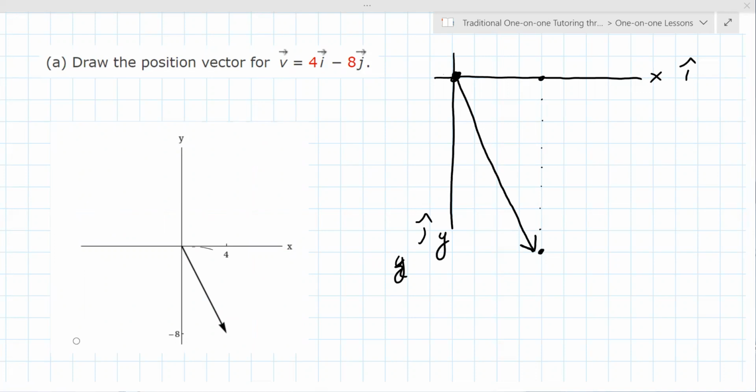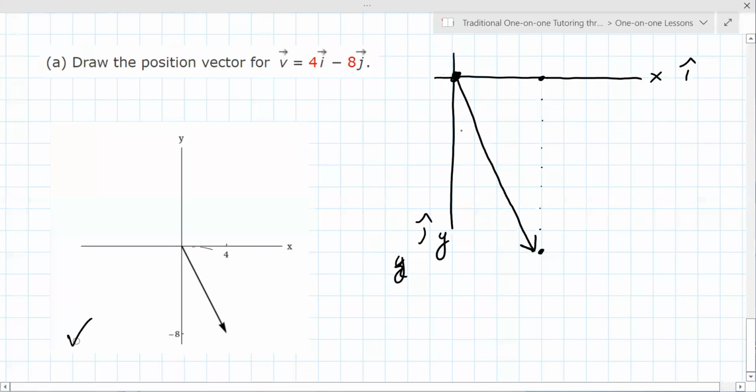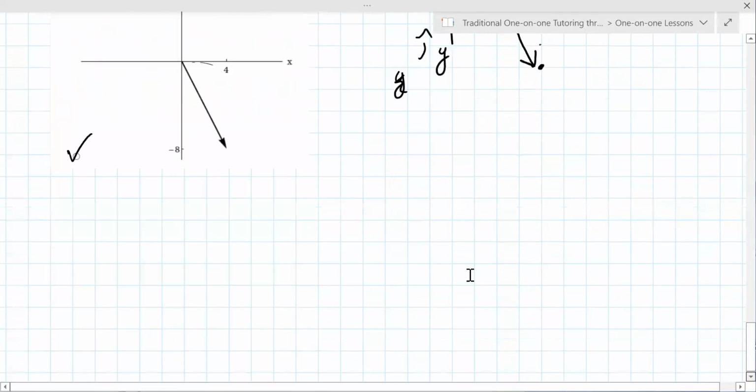Wait, I don't understand. You're just graphing. I'm trying to show you this is the answer, which is the same as ours. This means 4 right, and this is 8 down. 4 right, 8 down. Okay, because it's negative. If it were positive, it would be 8 up. That's it. Okay, that's okay.